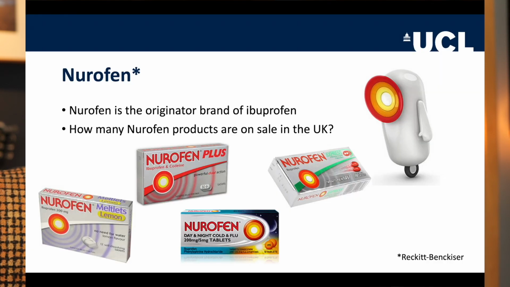Nurofen is the originator brand for ibuprofen, and there are many Nurofen products on general sale. Nurofen, Nurofen Express, Nurofen Cold and Flu, Nurofen for period pain, and so on. How many types of Nurofen do you think are currently available in the UK and would be presented to you in a supermarket? I'm going to give you a moment to think about that while I drink my coffee.